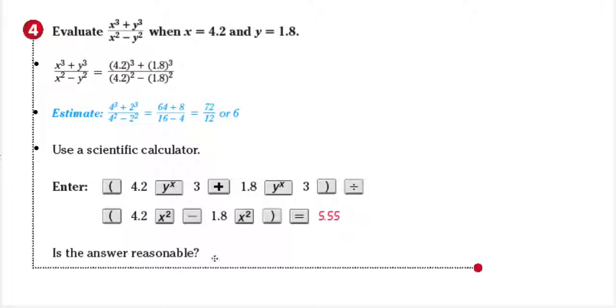Is the answer reasonable? Obviously it is, because it's close to 6. And that is example number 4.